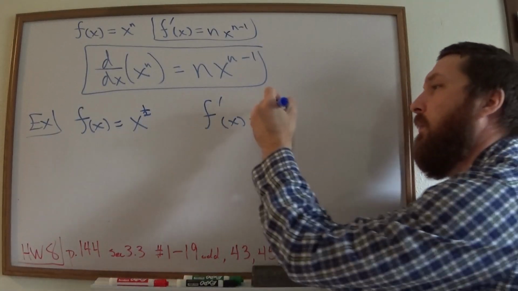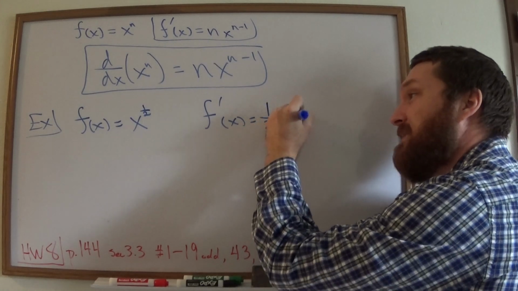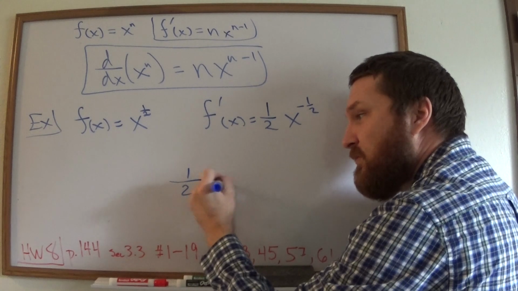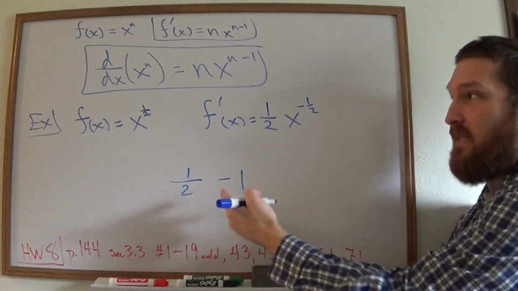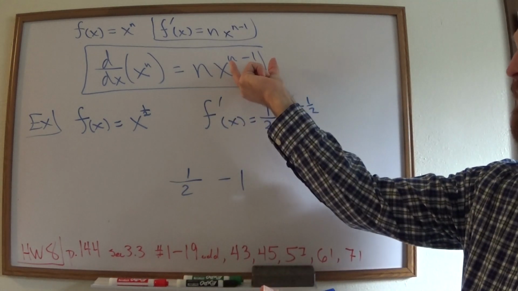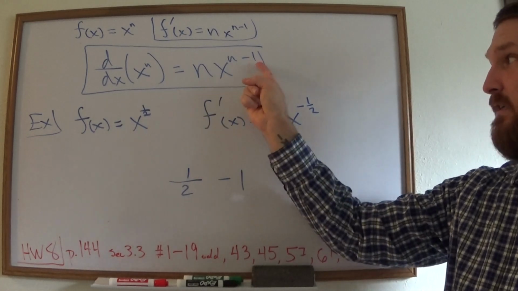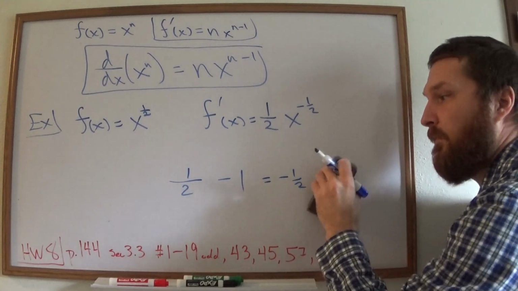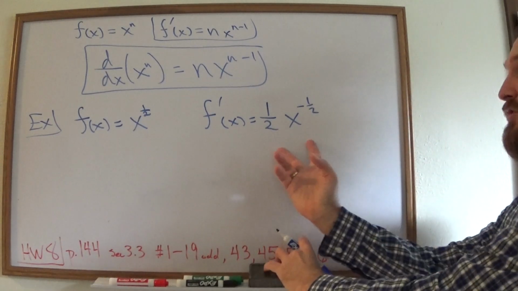1/2 times x to the -1/2. And that's because you take your 1/2 and you subtract off 1, right? That's all we're doing here for that power. You take whatever that power was, you subtract off 1. 1/2 minus 1 is -1/2. Okay? So this is true.